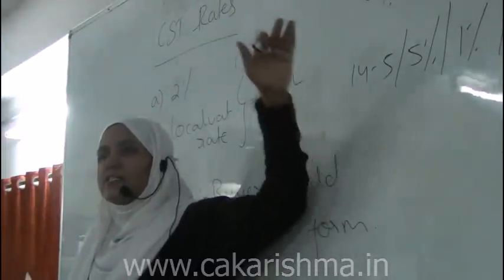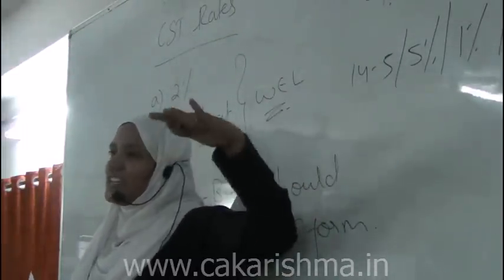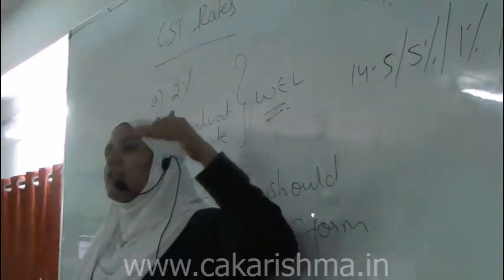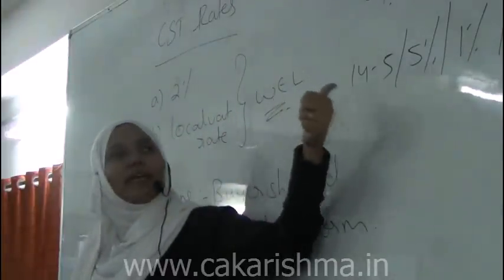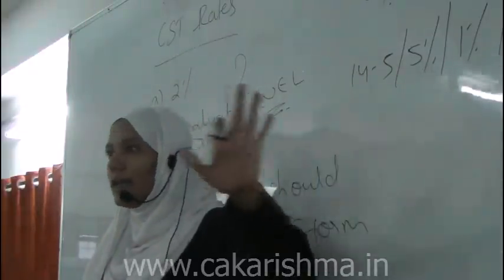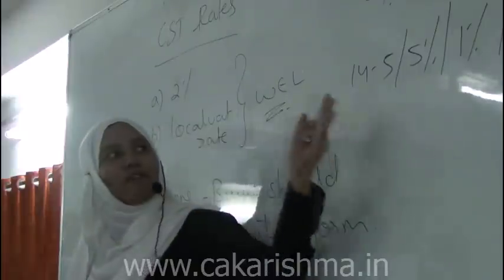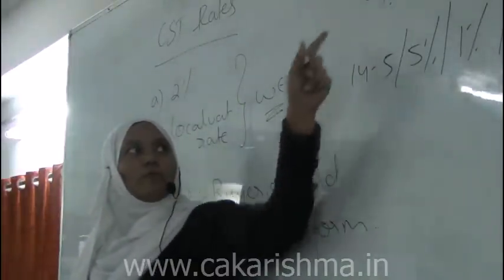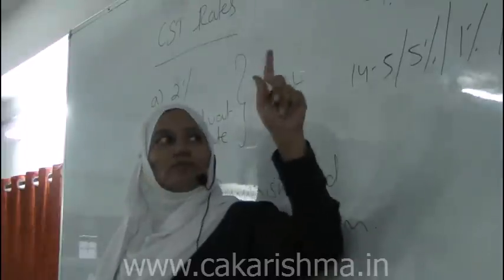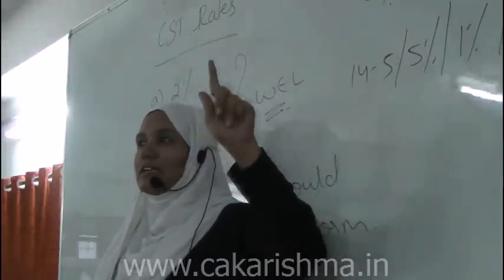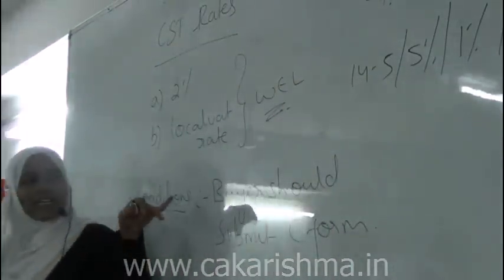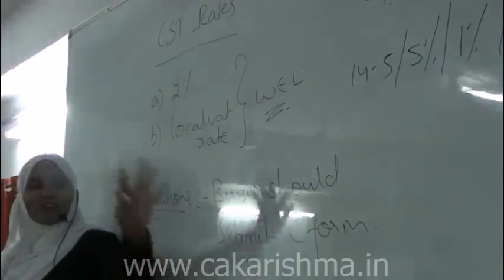There are different cases here. CST is fixed; 2% is not going to change. But the local VAT rate can either be 14.5, 5, 1 or nil. So how many answers? 4 answers you should give me. 2% or 14.5? 2 or 5? 2 or 1? Okay, great. But now what condition is this?